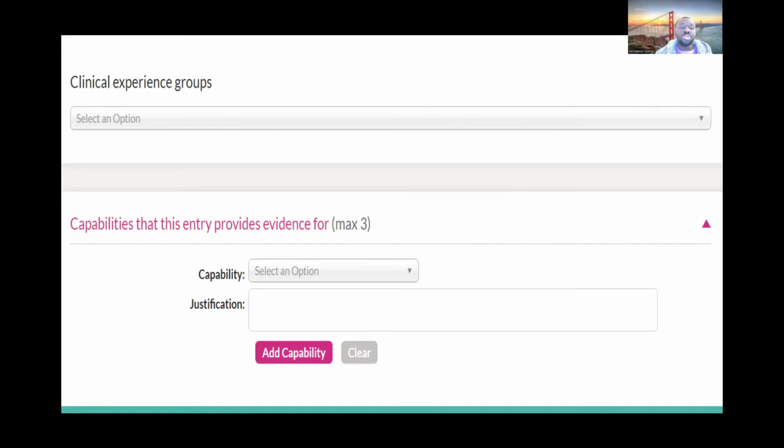Then you move down to the capabilities that this entry provides evidence for. And you can see here a maximum of 3. So you can choose 1 or 2 or 3, but if you're going to spend the time and effort to do a clinical case review, you should maximize that effort by selecting 3 capabilities. So try to always select 3 capabilities for every entry. And we looked at the 13 capabilities that you can select from.